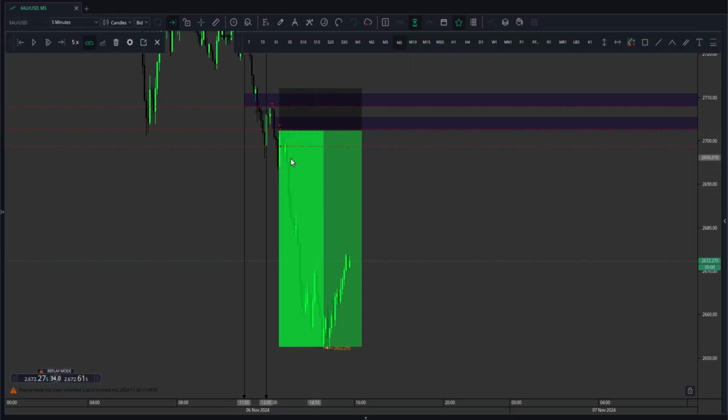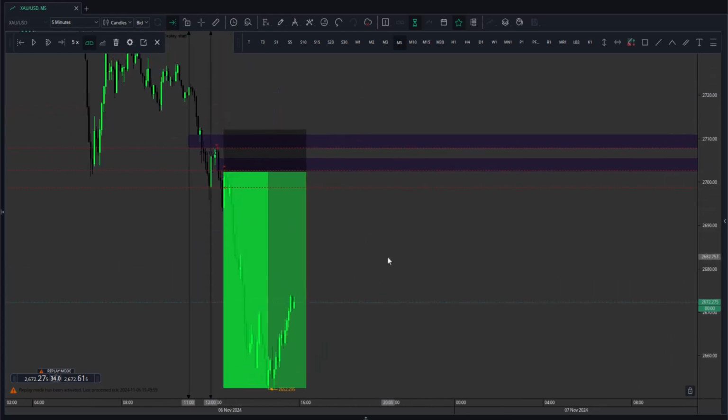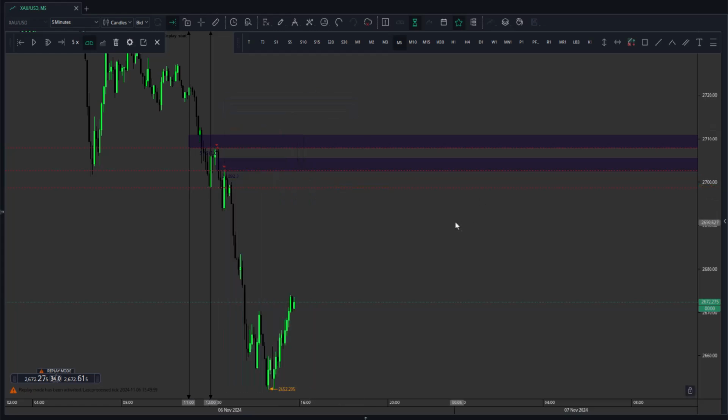I don't know, it seems I got into the trade around this level right here or right here. I don't actually know, but I got into the trade somewhere within this level right here, right? So it was a very nice trade. So you could have been in that trade.